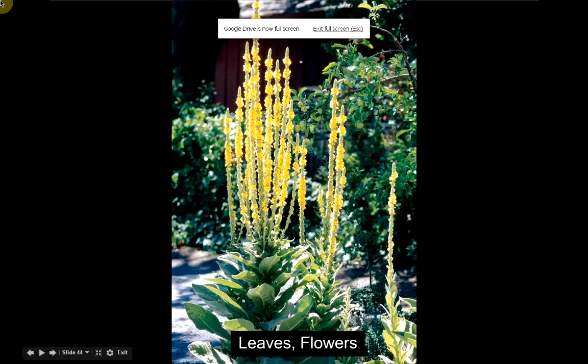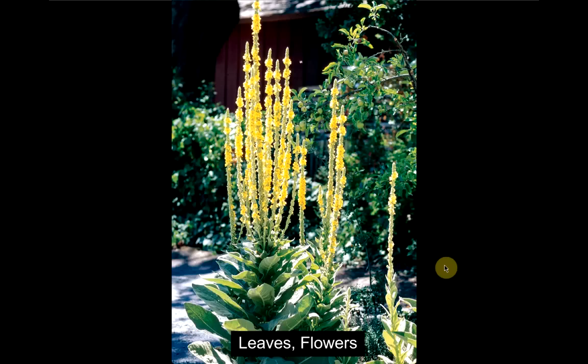Now, there are no edible parts to this plant. It is extremely useful with many, many, many other uses. However, the leaves and the flowers can be steeped in hot water and a tea made of them. Now, the flowers will produce more of a sweet tasting tea.